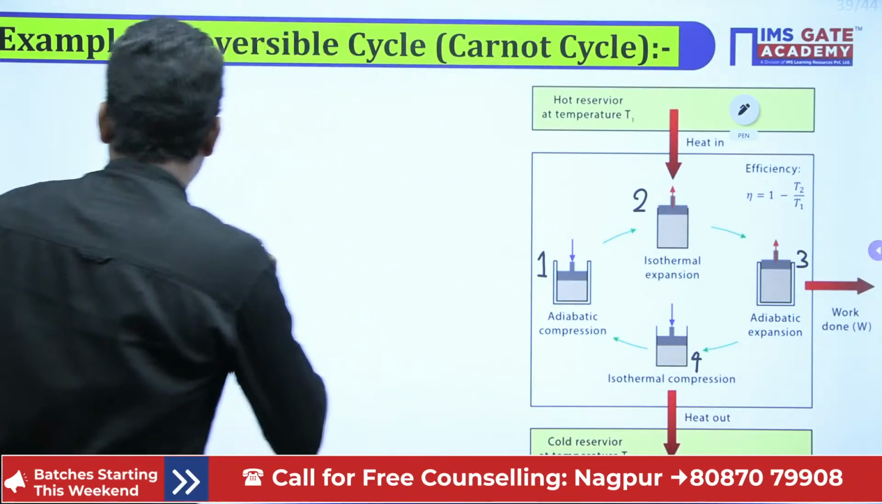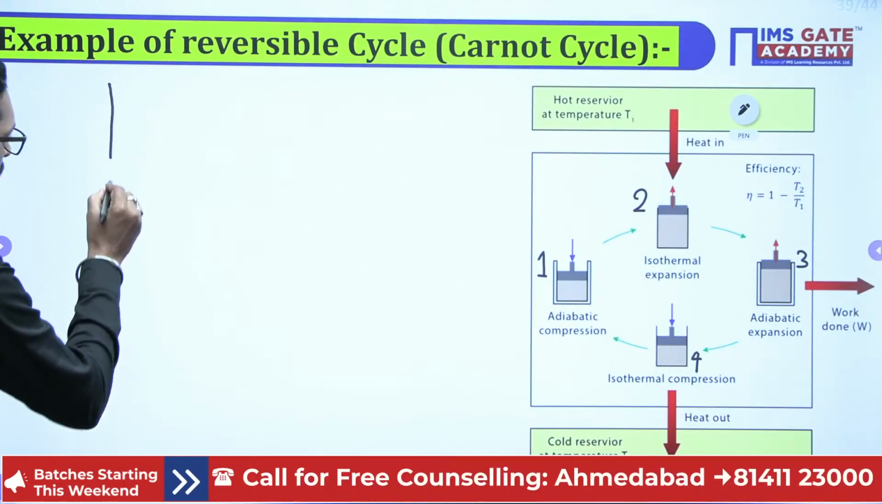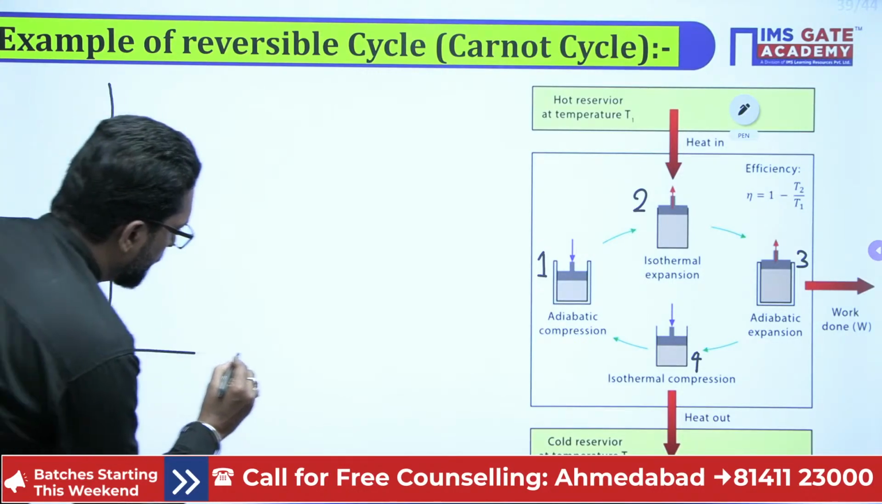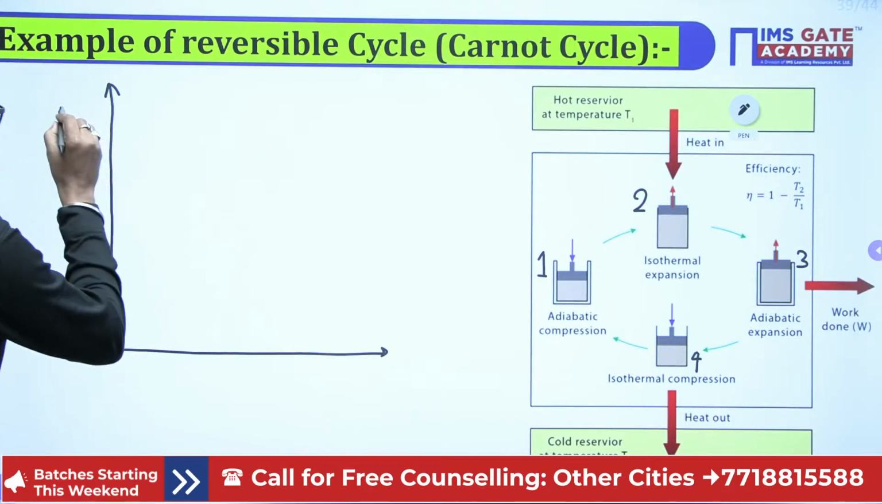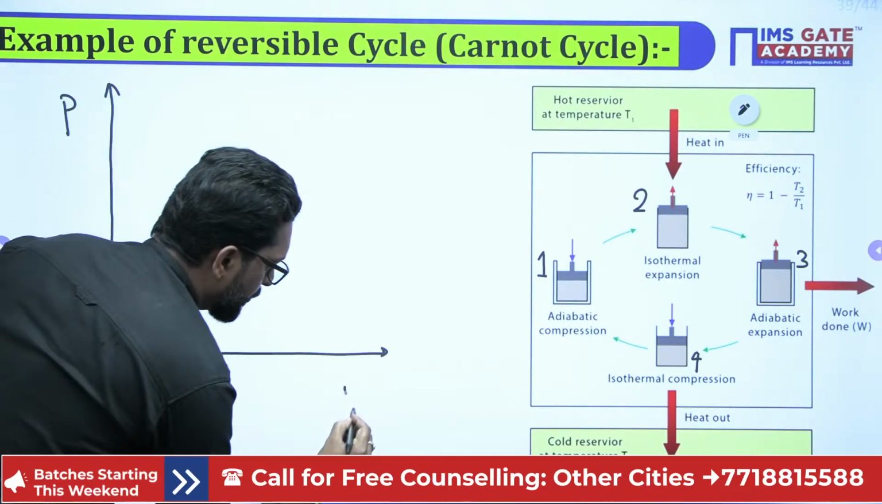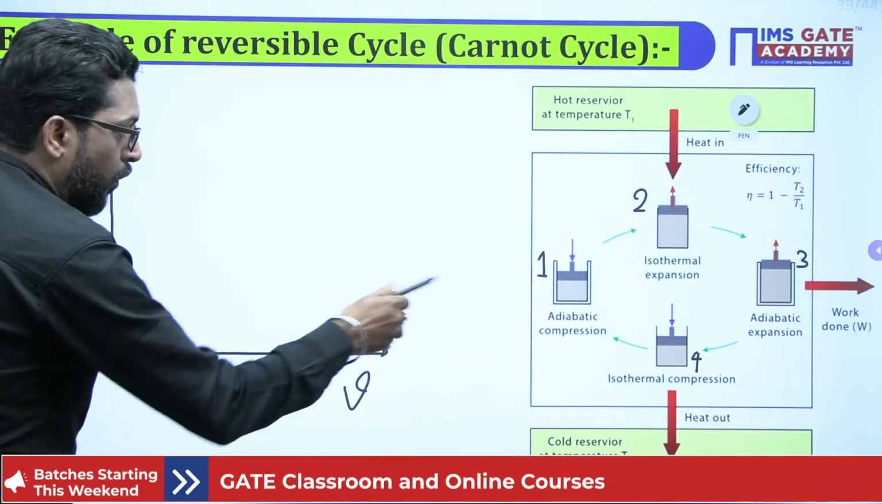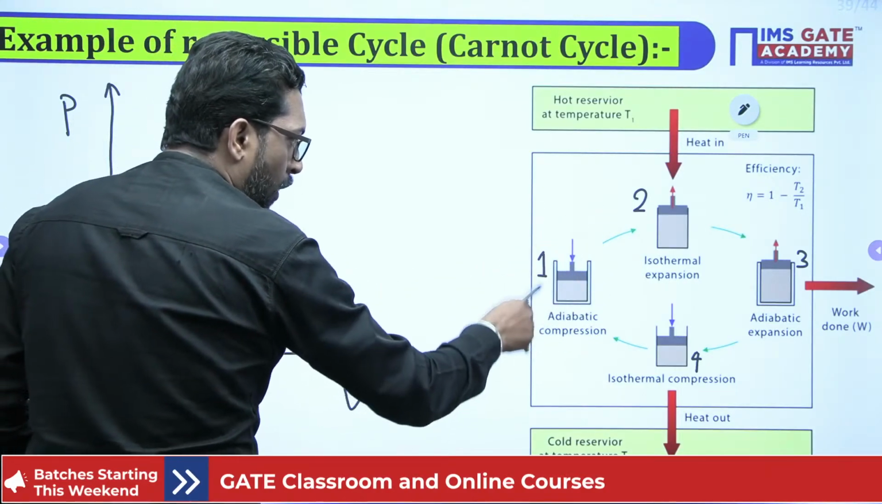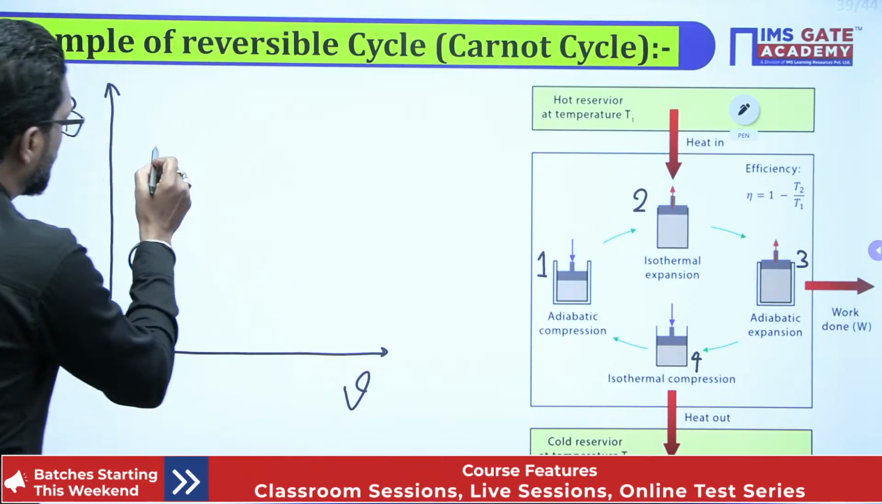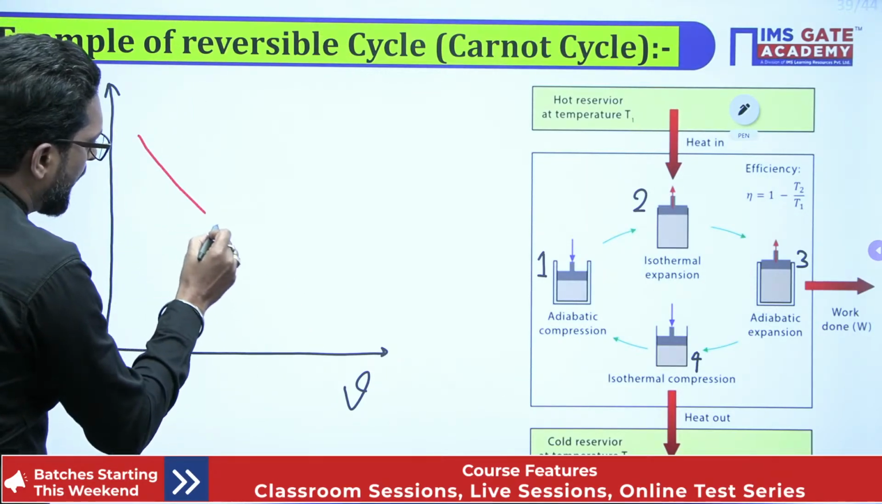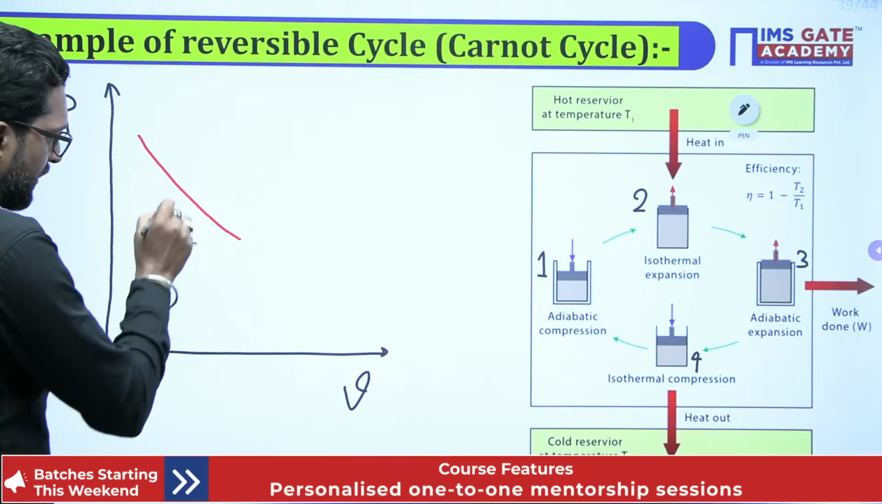So if we draw the graph on a PV diagram, my dear, this is a pressure and specific volume diagram. So 1 to 2 is adiabatic compression. 1 to 2 is the adiabatic compression, okay? So this is the compression.